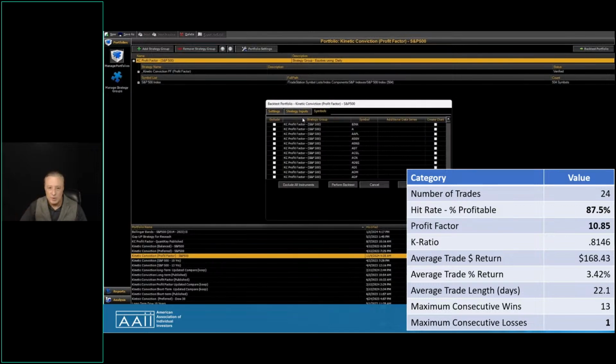That won't last. That was because the market was going straight up. It's more likely to be around 4 to 1. And it had a non-compounded return of 3.42% every 22 days. Consecutive wins was 13, and it never lost more than once in a row.